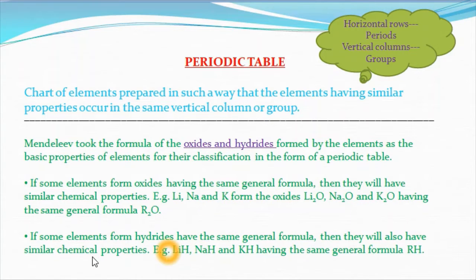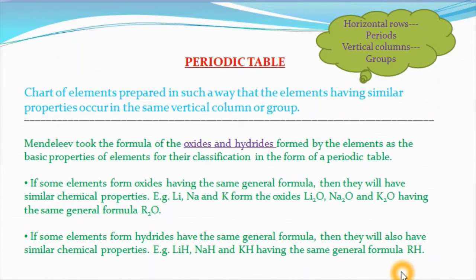The same goes with hydrogen. If elements react with hydrogen and form hydrides, they again have the same general formula. And when the elements have the same general formula, they will definitely have similar chemical properties. For example, lithium reacts with hydrogen to form lithium hydride. Sodium reacts with hydrogen to form sodium hydride. Potassium reacts with hydrogen to form potassium hydride. And see, the general formula is the same, RH. When they have the same formula, it means they will have similar chemical properties.